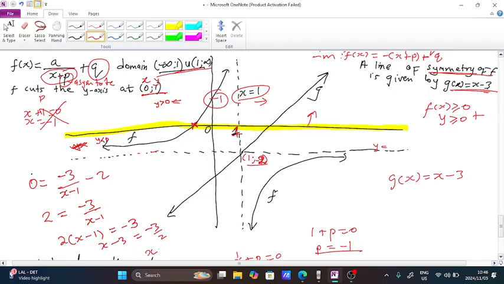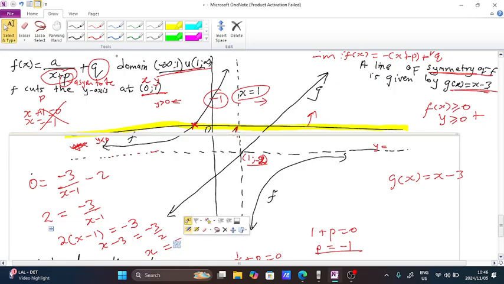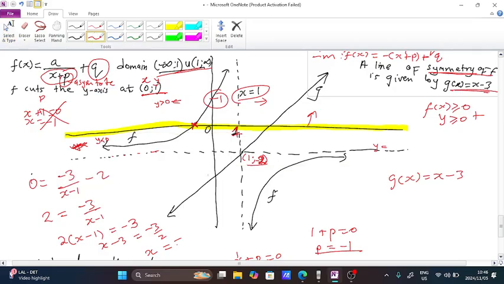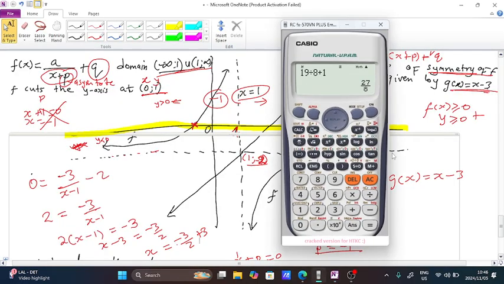So x equals negative 3 over 2 plus 3. Then that will be the value of x. Let's see if we can get it right. So negative 3 over 2 plus 3, you get 3 over 2. So now we get the value of x. Yes. But what did we do wrong?